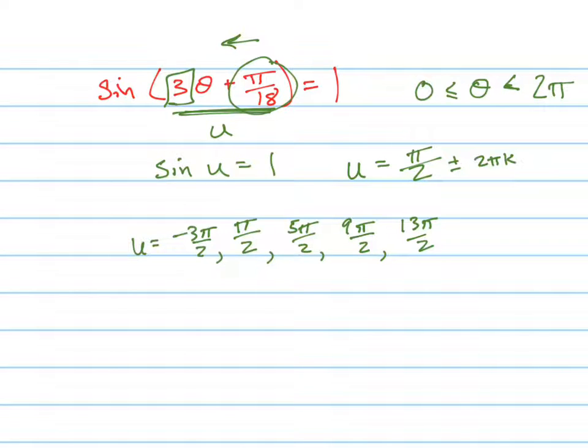But remember, what are we trying to solve for? Not u. We're trying to solve for theta. And u equals 3 theta plus pi over 18. So what am I going to have to do? I'm going to first subtract pi over 18 from everything, and then divide by 3.